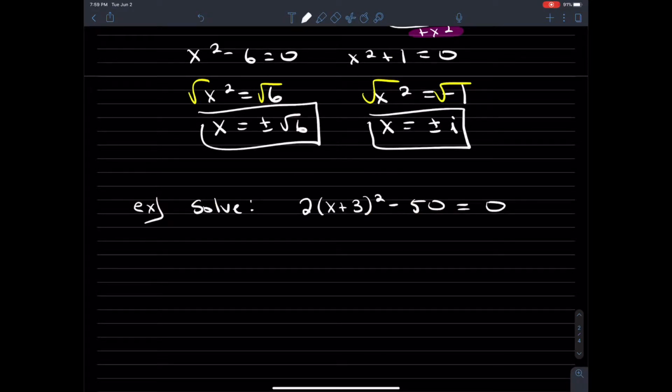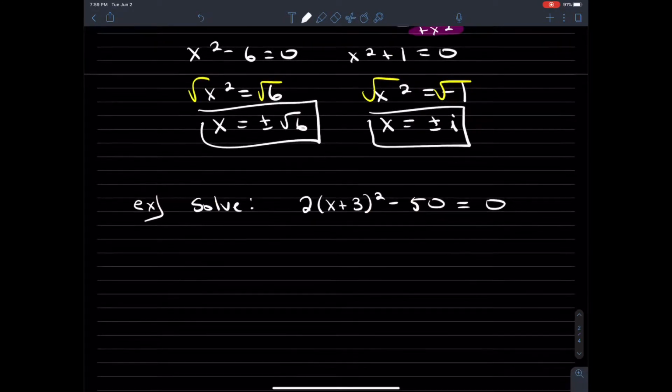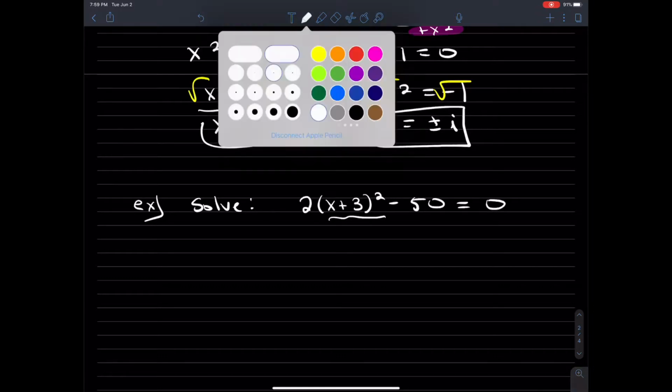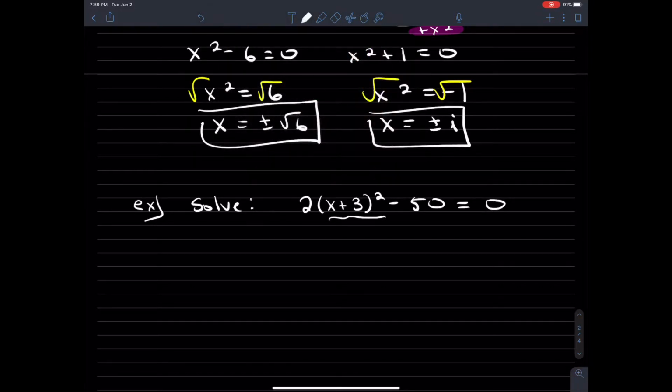Okay, so let's solve this quadratic. Again, we don't want to FOIL it out because we're extracting the root here. So I'm going to isolate my squared. This is my squared, the whole square term. So I'm going to add 50 to both sides. So that 50 will cancel and move over to the right.